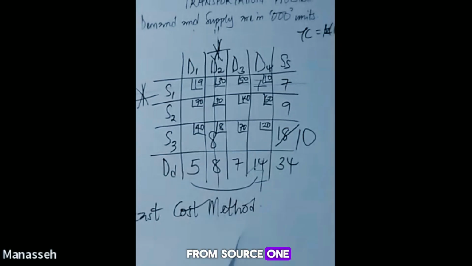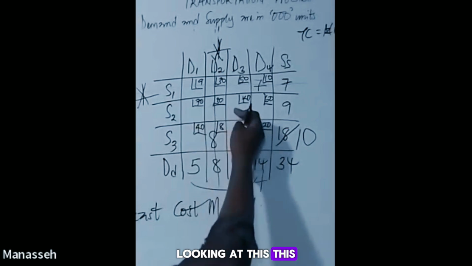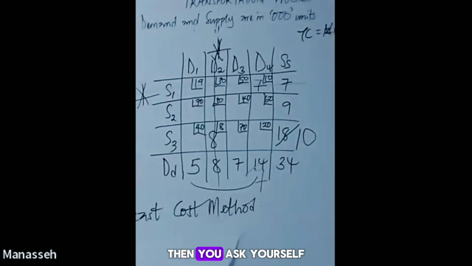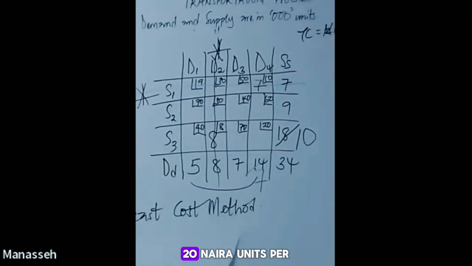So the next question is, you look at the table again and ask yourself, where is the least cost? The least cost is where you have 20 naira per product.